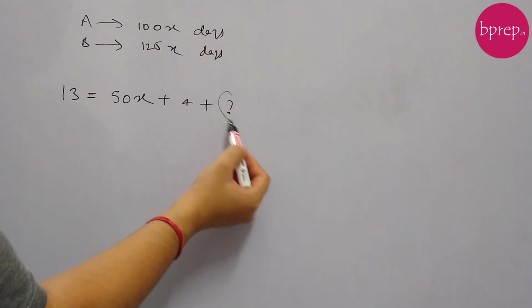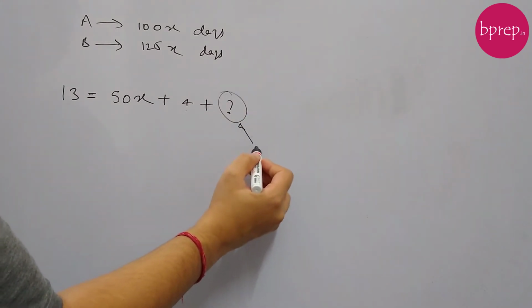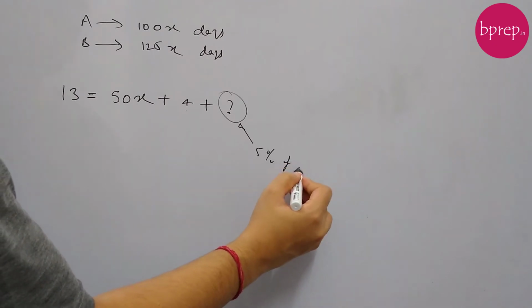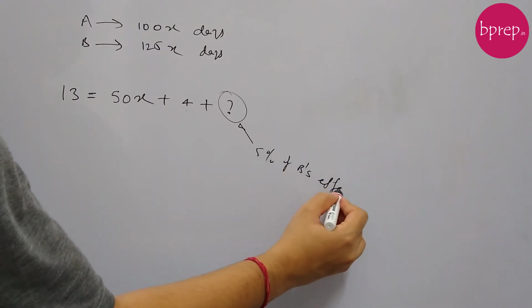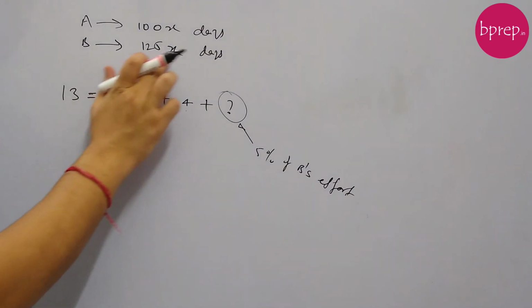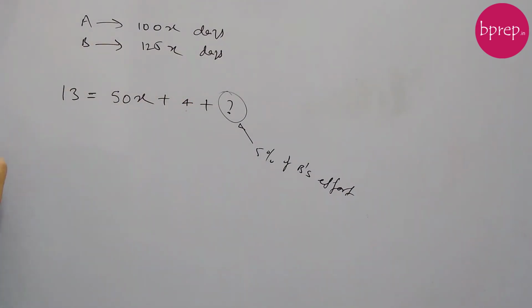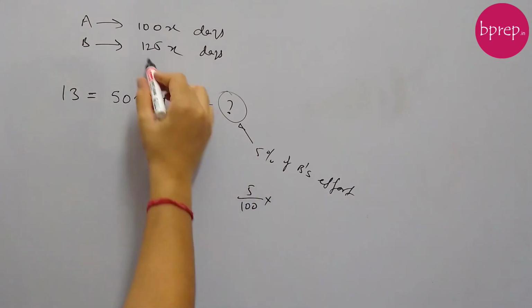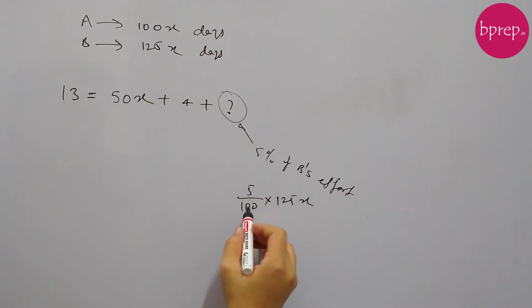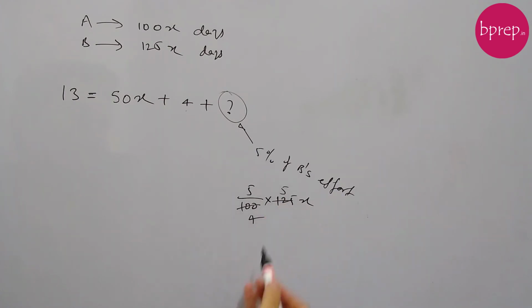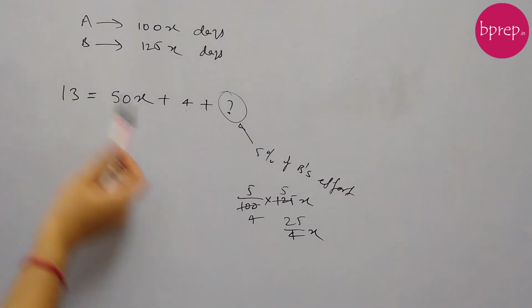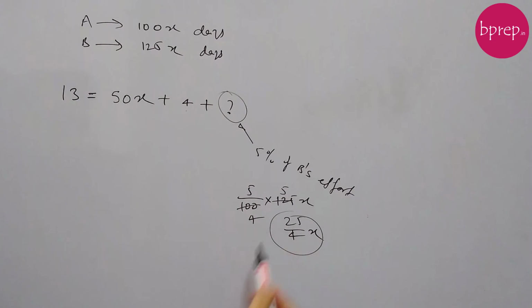So what is this? This is 5% of B's effort. B total takes 125x days to complete 100% of the job. Then to complete 5% of the job, how much time will B take? So this is 5 by 100 of 125x, which is 25 by 4 x. So for B, 5% is 25 by 4 x days. This we can put here.